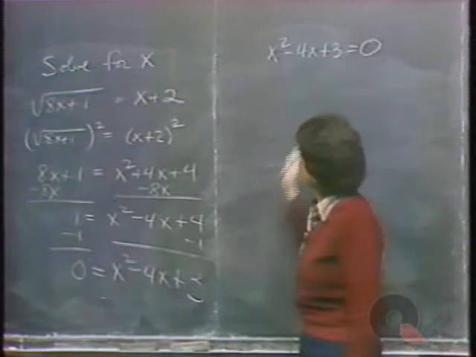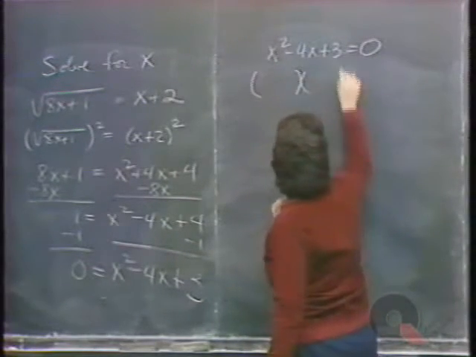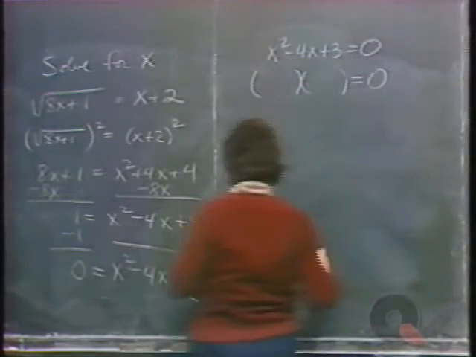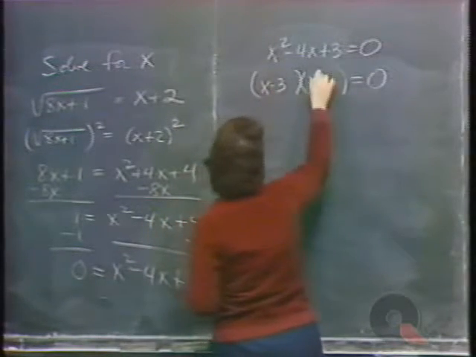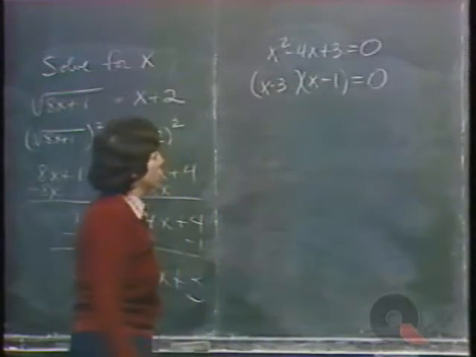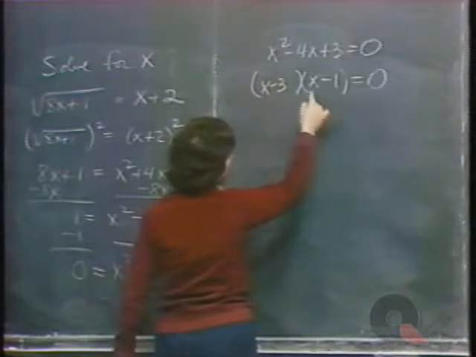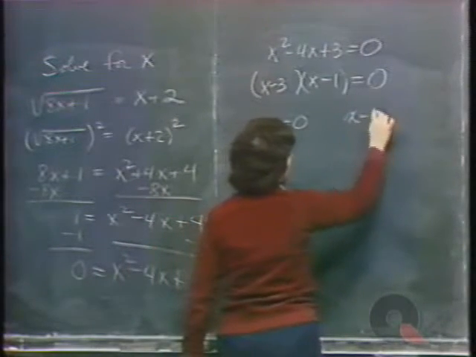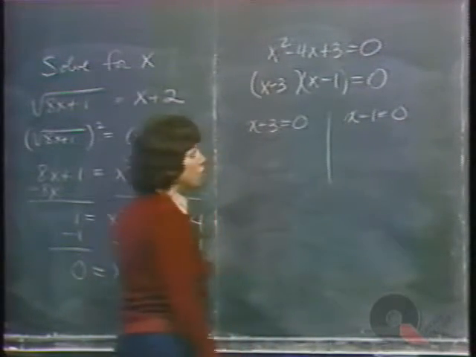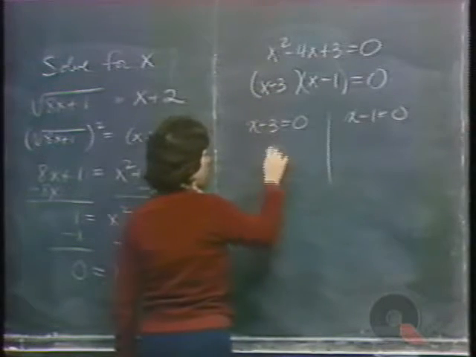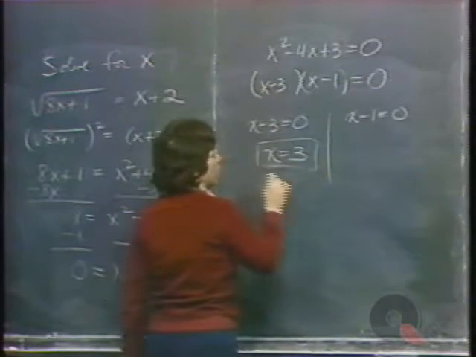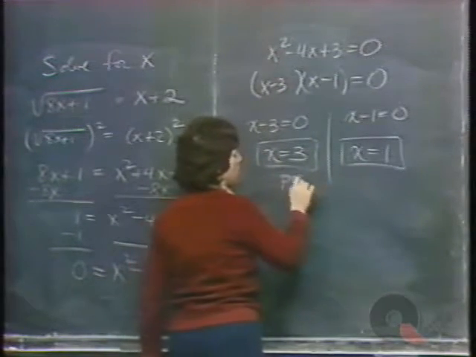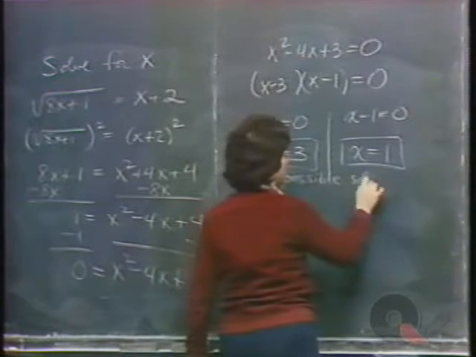We can solve this quadratic equation by factoring. It's fairly simple to factor it. Two numbers which multiply to 3 and add to minus 4. We have minus 3 and minus 1. Okay, since we have the product of two numbers equals 0, either the first number is 0 or the second number is 0, giving us two possible solutions: adding 3 to both sides, x equals 3, adding 1 to both sides, x equals 1. But these are, at the moment, just possible solutions.